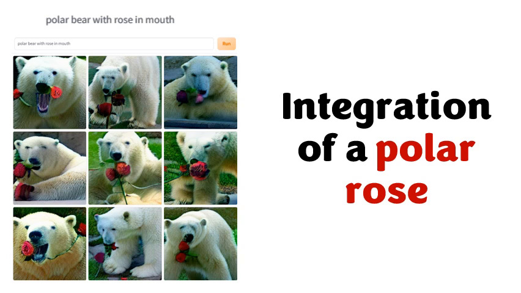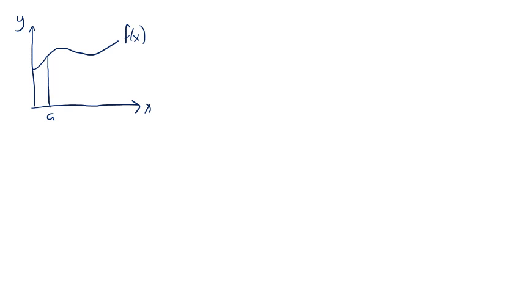Hi there, this video is to look at how to integrate a nice geometric shape known as a polar rose, and this is an example of using polar integration. So a lot of the things that you've come across before for integrating, you've just got y as a function of x. Maybe you've got some function, let's say f of x, and we want to find the area from a to b.